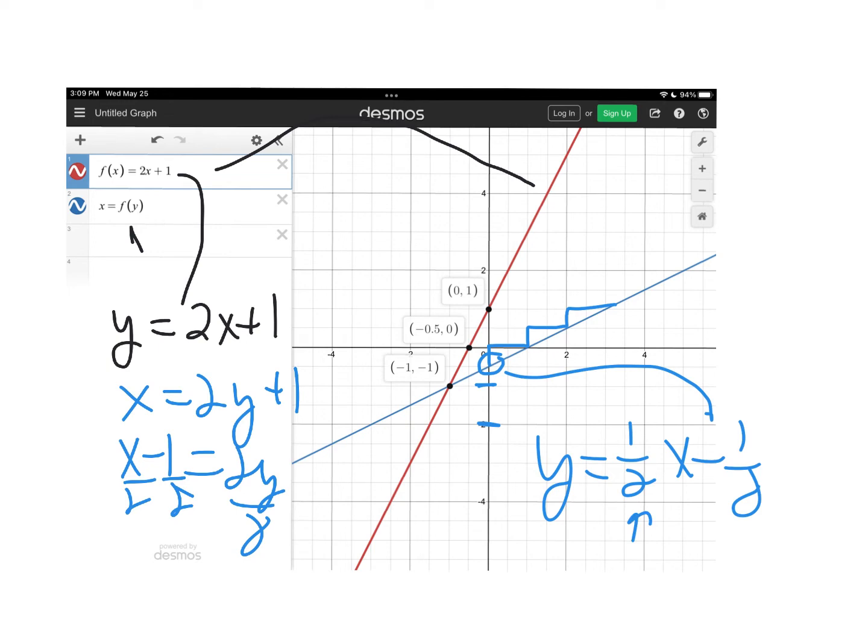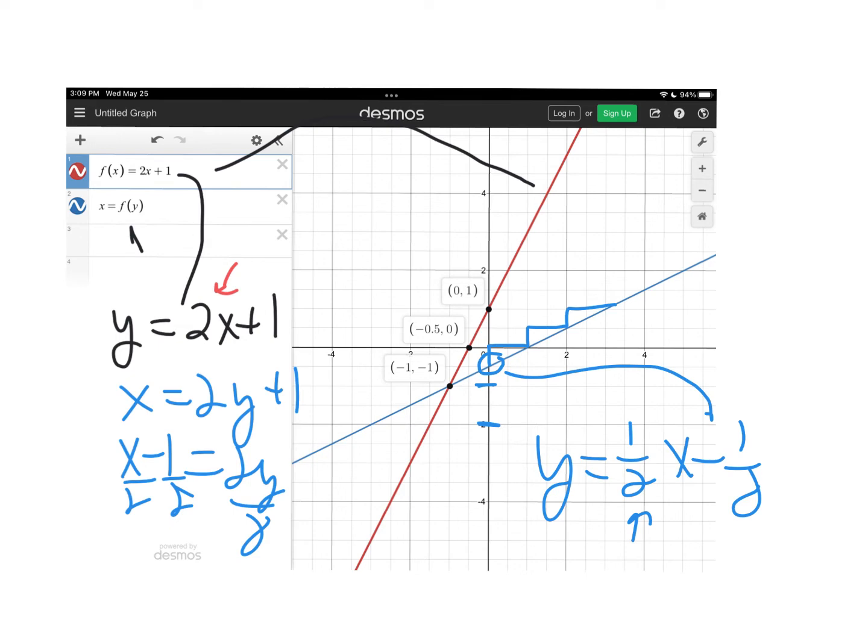This original slope was 2. So the relationship for inverses is that the derivative, the slope of the original function, and the derivative, or the slope, of the inverse function are reciprocals. And of course, with a line, they're always the same slope, so that's not such a big deal. But I'm going to show you an example of what they're going to ask you, like in the My Open Math assignment.